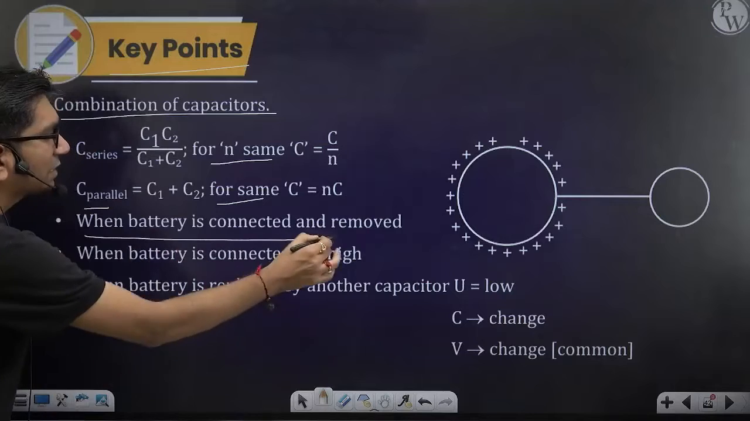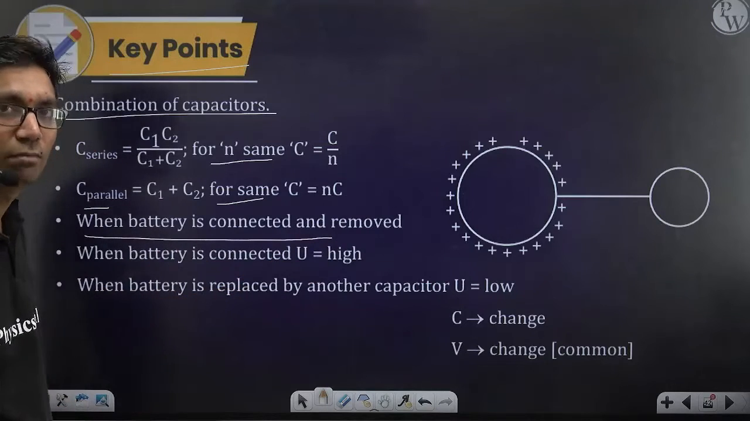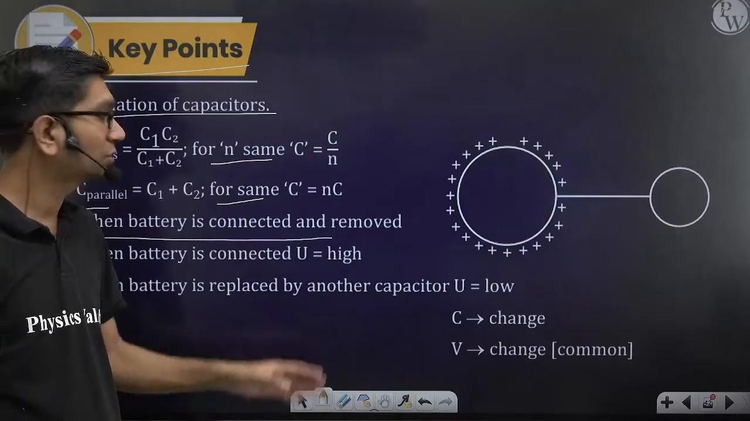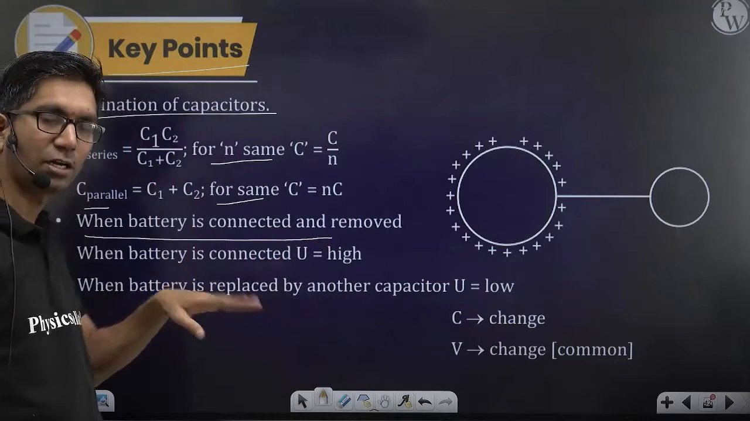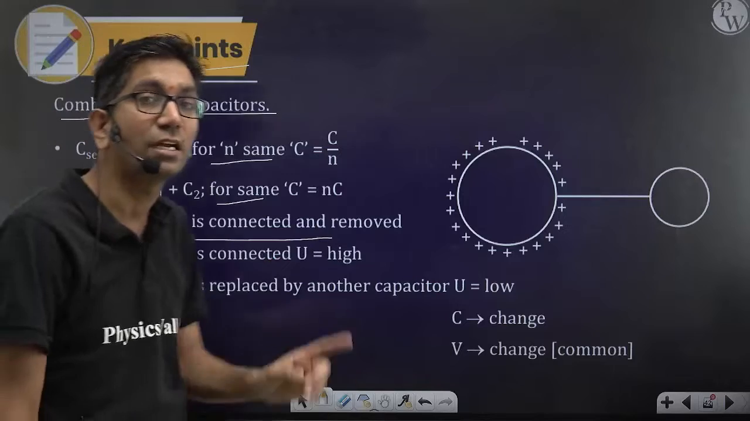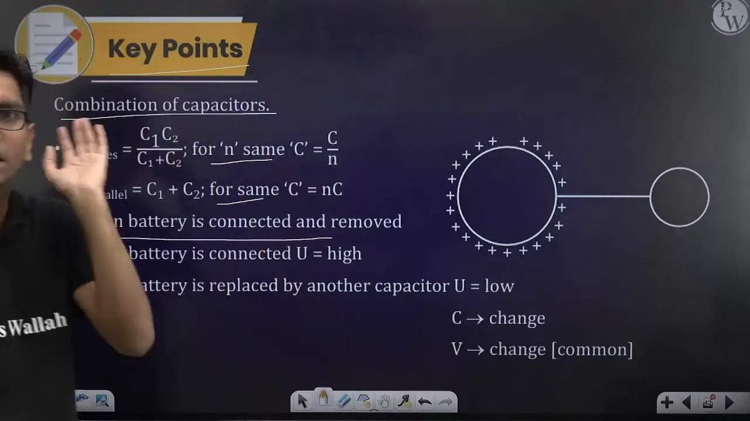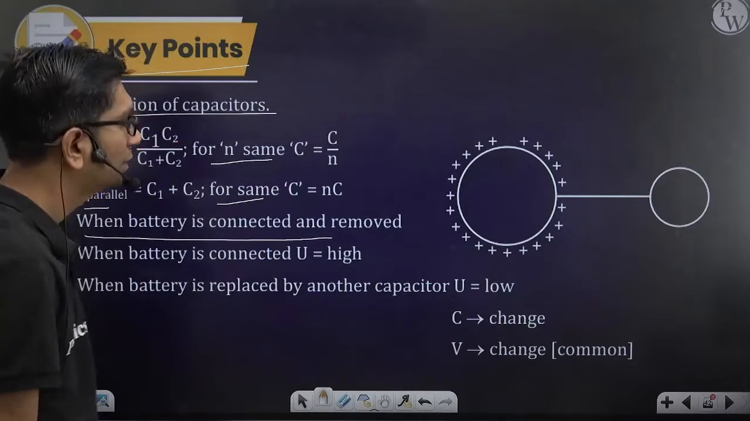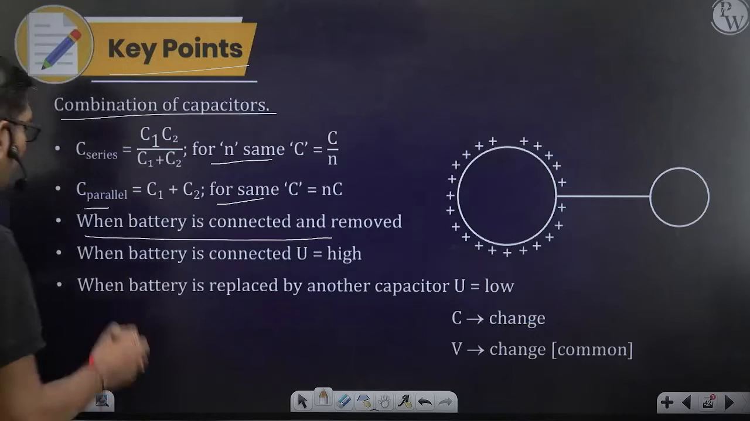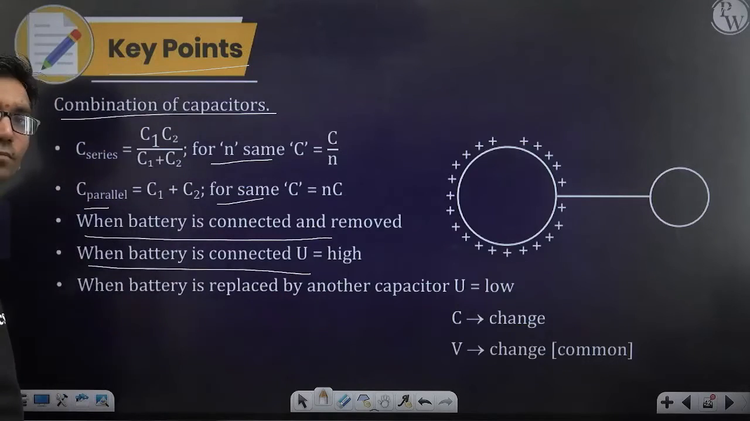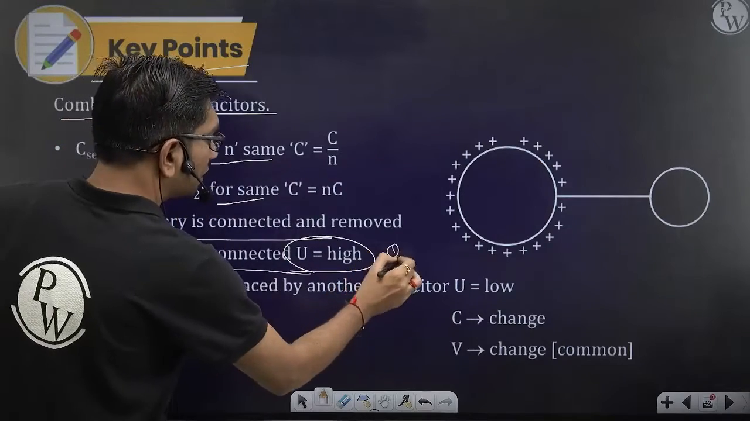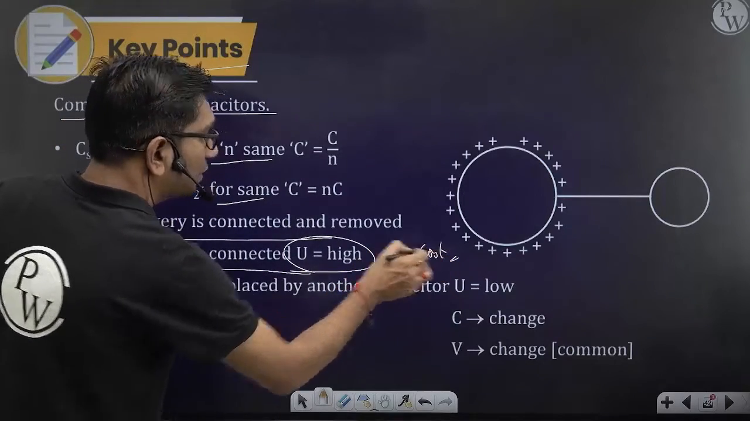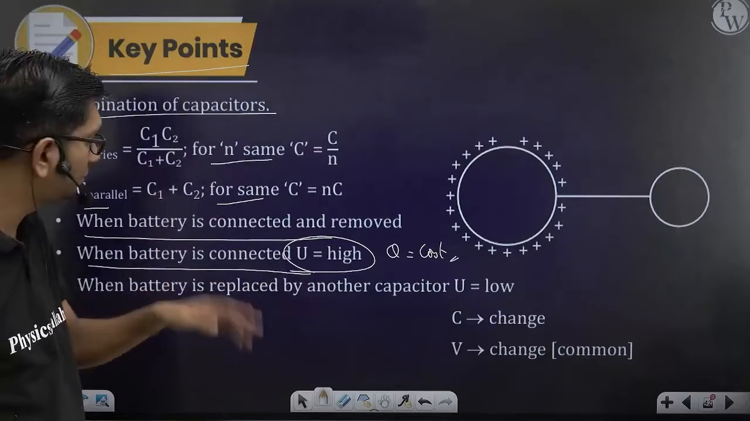When battery is connected and removed, these are very important, beta. So many previous year questions you have on this topic. Battery connected and removed: during this process 100% charge remains constant. Keep this in your notes, note this down. When battery is connected, its potential energy will be very high. Charge always remains constant, remember this. These are battery connected and removed questions.